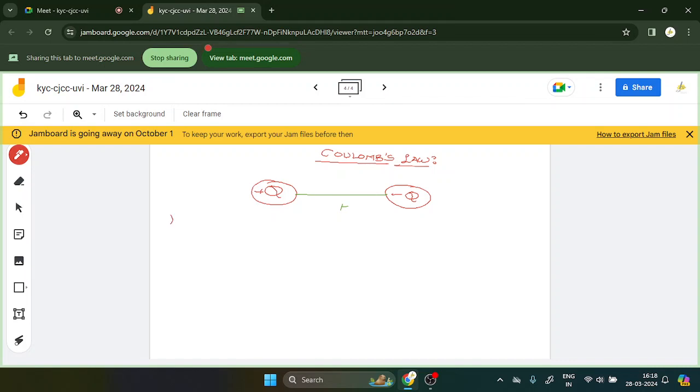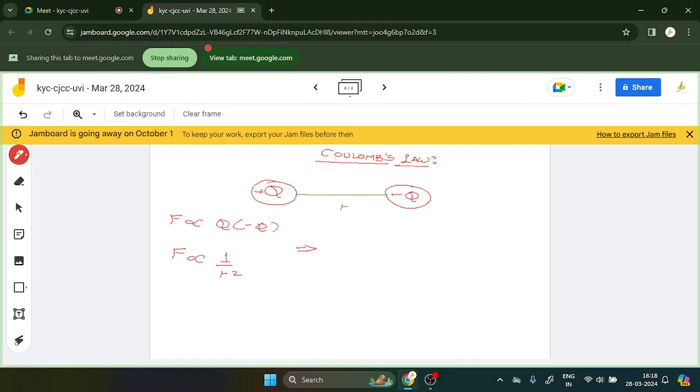The force acting between the two charges is directly proportional to the product of the two charges, q and minus q, whereas it is inversely proportional to the square of the distance between these two charges, 1 upon r square. I will explain what I mean by this.